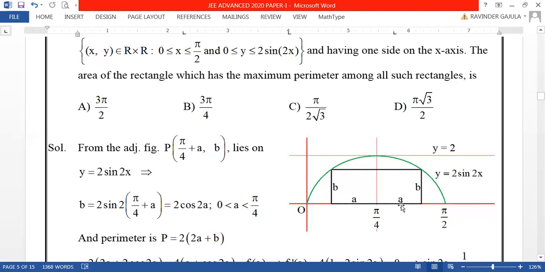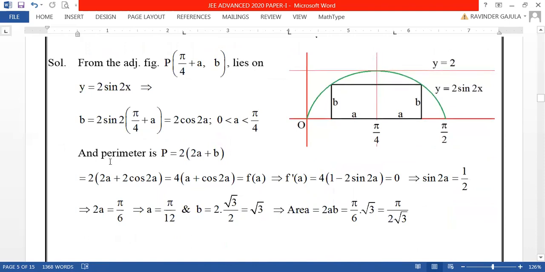Perimeter is double of 2a plus b, no? That should be minimum. Perimeter P is 2 of 2a plus b, so 2 of 2a plus 2 cos 2a can be taken like this. Let us consider this as f of a. Then f dash a equal to 4 of 1 minus 2 sin 2a.